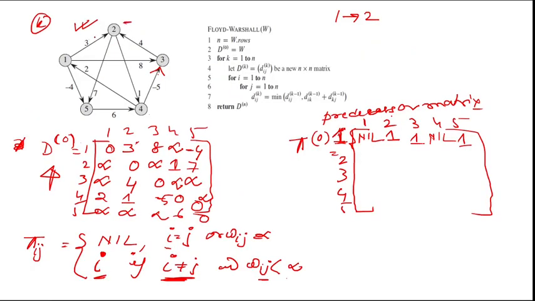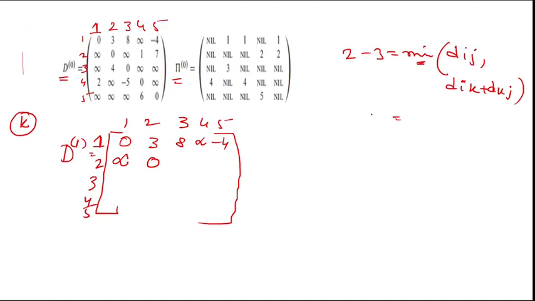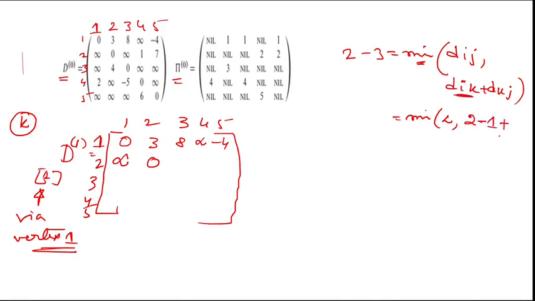The actual distance is infinity. So you put infinity here, minimum, and then 2 to k. This is D1, and I am now allowing k equal to 1, that is, only one vertex, which is vertex 1. If you allow one vertex, then it will be 2 to 1 plus 1 to 3.